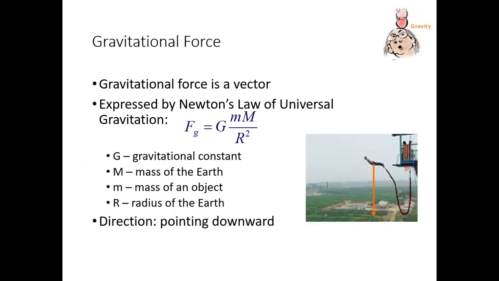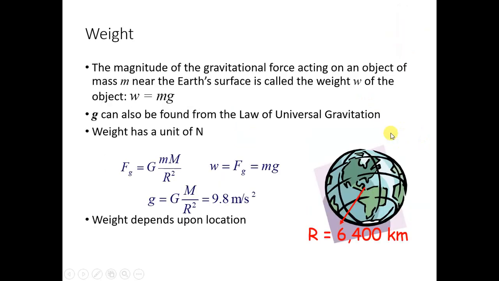Now we will discuss the gravitational force. Gravitational force is a vector quantity expressed by Newton's law of universal gravitation: F is equal to G M m upon r square. Here capital M is the mass of the earth and small m is the mass of an object, and r is the radius of the earth. The direction is pointing downward. So the gravitational force is applied downwards, and this gives the gravitational force.